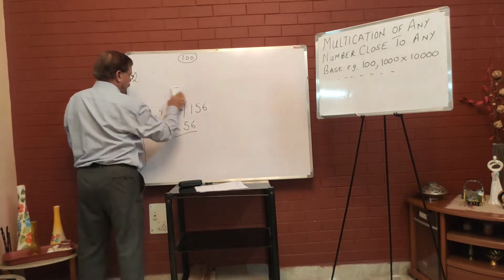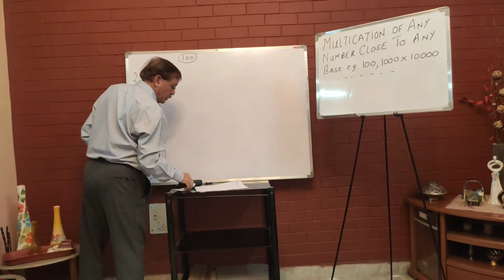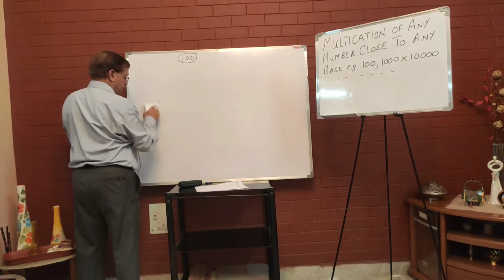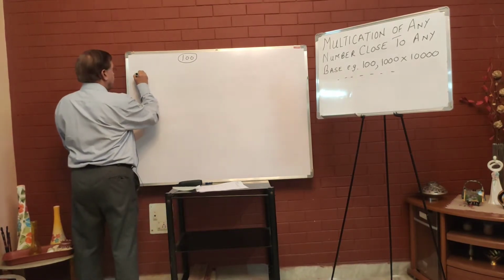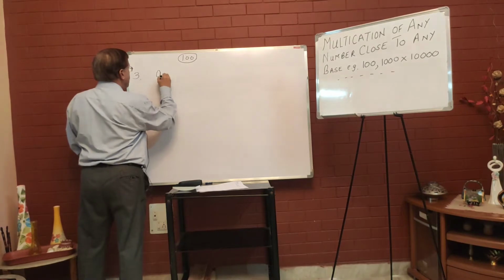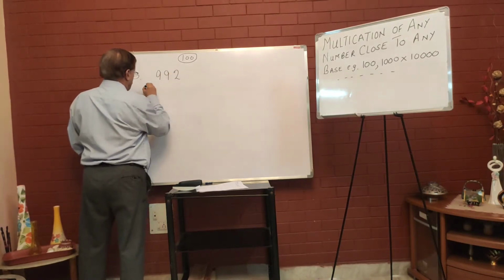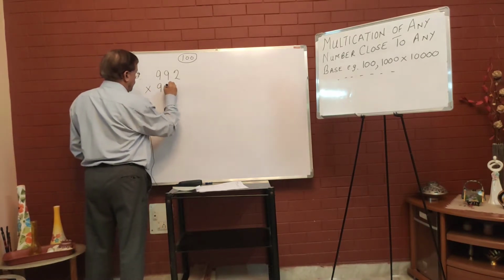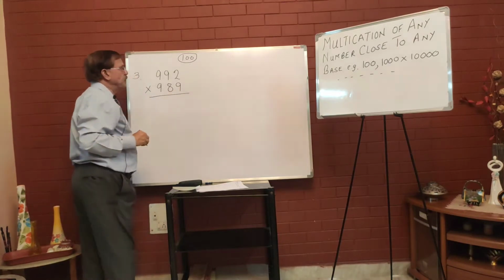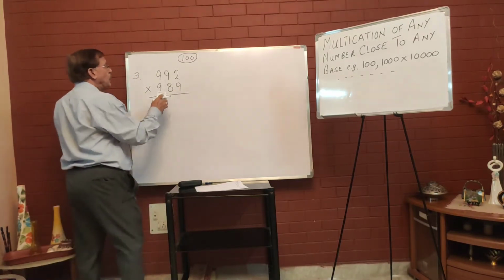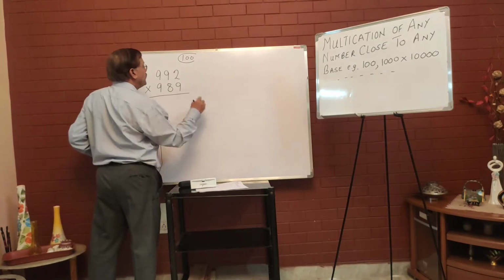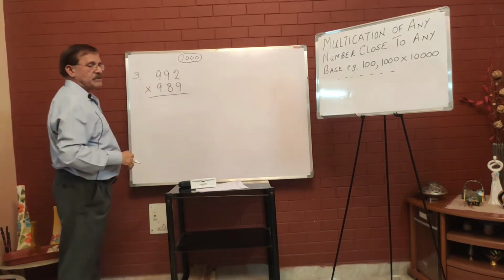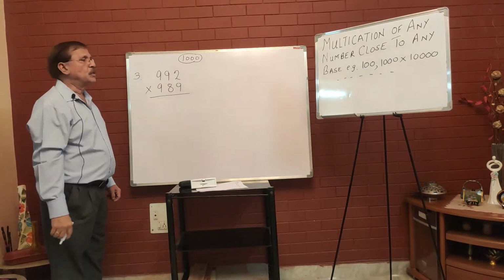Alright, let us take the third question. The third question is 992 multiplied by 989. Again, a 3-digit number. Now the base over here will be how much? Since there are 3 digits, the base will be 1000 or 3 zeros. 3 zeros, 3 digits. Right? So they are close to 1000.